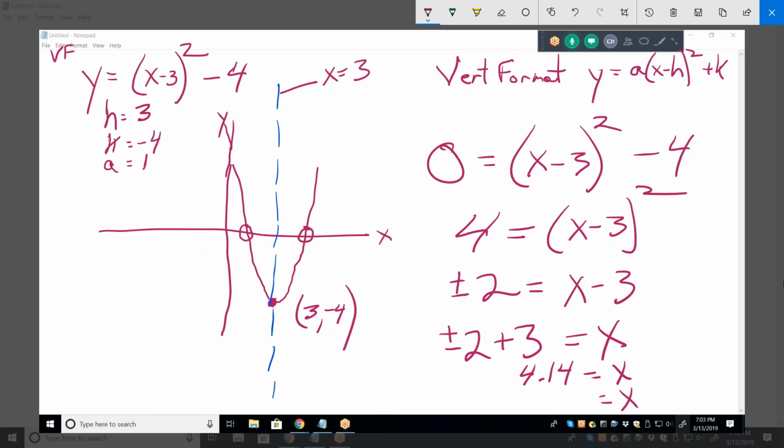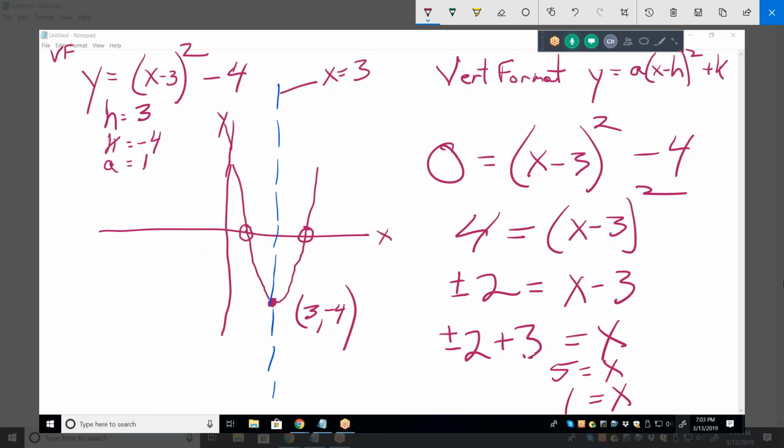Wait, so how do you get 4.14? Sorry, I've totally confused you. I was confused myself for some reason. I was taking the square root still. So if I put in the plus 2, x equals 5, right? Uh-huh. And if I put in the minus 2, x equals 1. I was making the problem harder than it was.